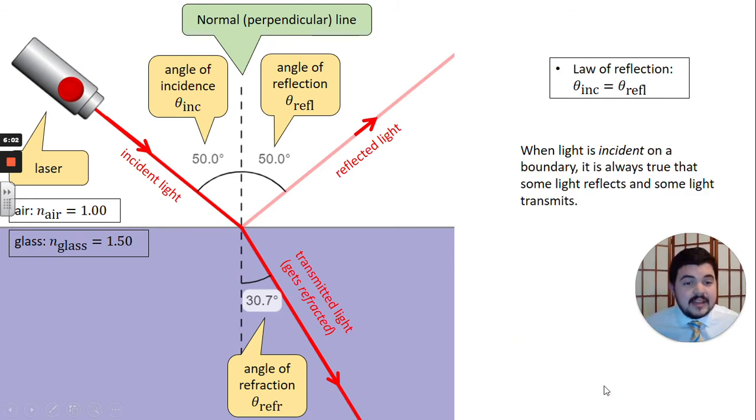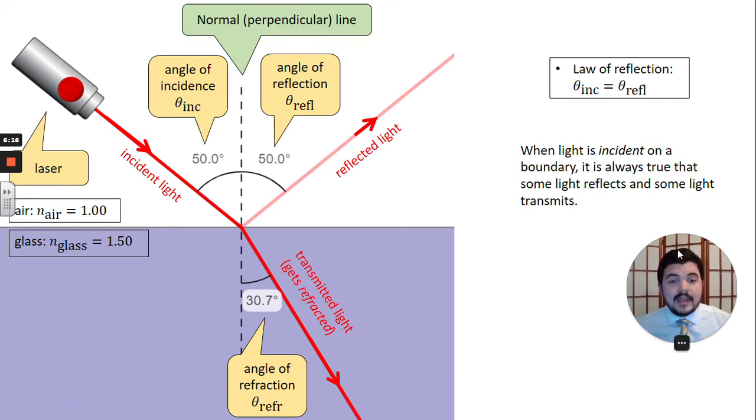That's what I just said. When light is incident on a boundary, it is always true, or sorry, this isn't what I just said, but it's worth saying. When light is incident on a boundary, it is always true that some light reflects and some light transmits. Some of both always happens.